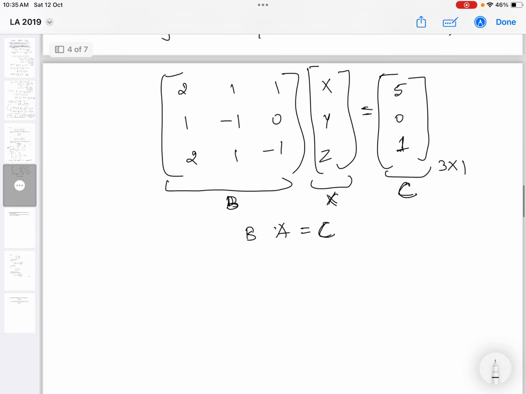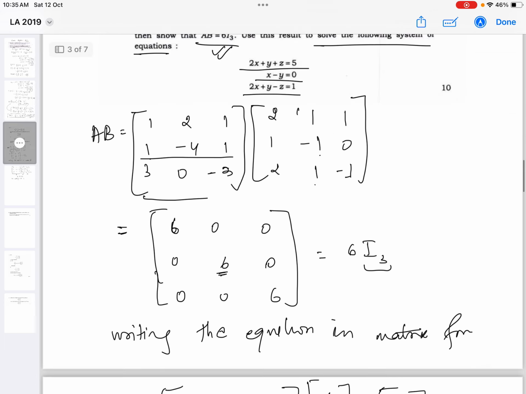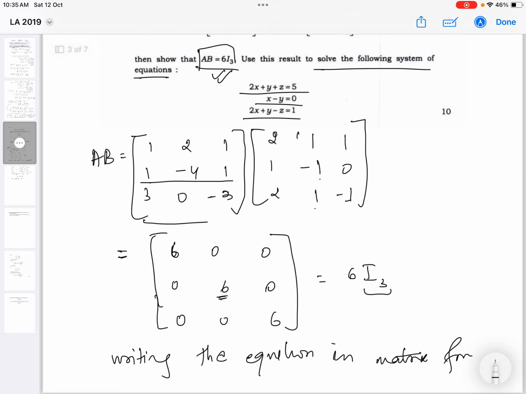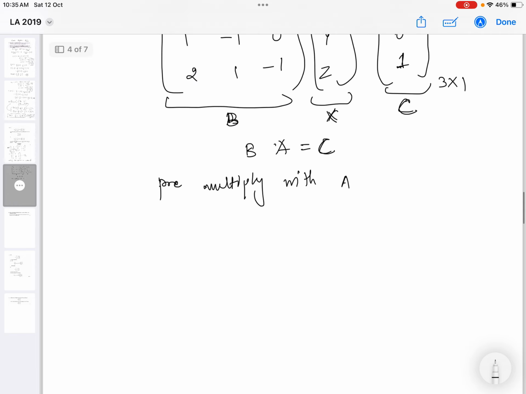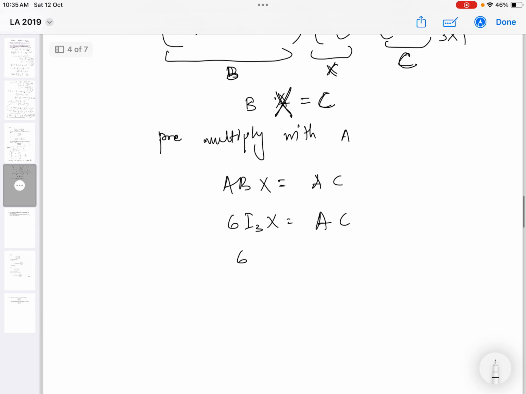तो ऐसा हो गया. Now what we can do here, pre-multiply with A. ऐसा क्यों कर रहे हैं? क्योंकि हमें इस वाले एक्सप्रेशन का यूज़ करना है. ABX is equal to AC. अब AB is nothing but 6I3, into X equals AC. तो I3 into X is nothing but IX, because identity को किसी भी मैट्रिक्स से मल्टीप्लाई करो तो मैट्रिक्स ही आता है.